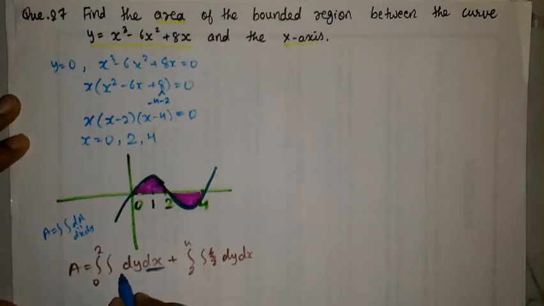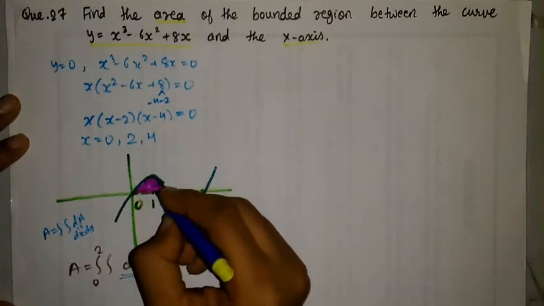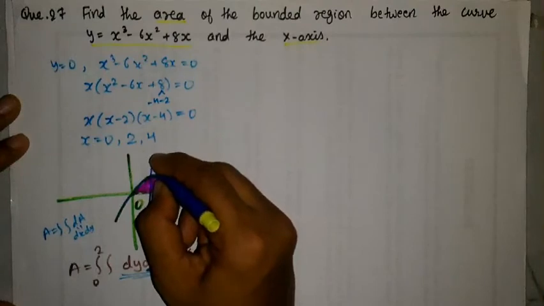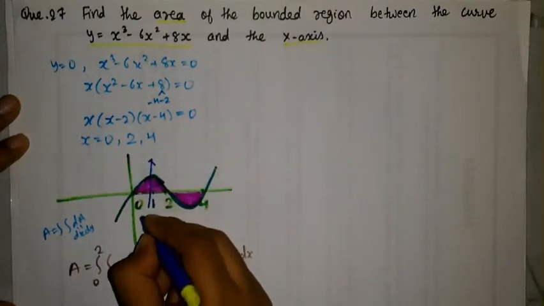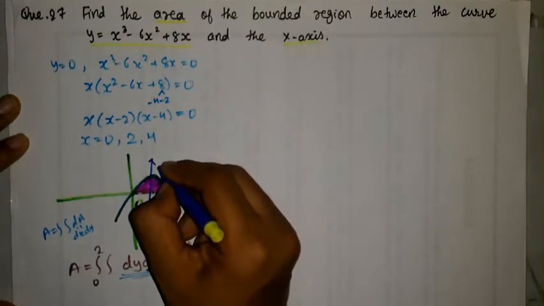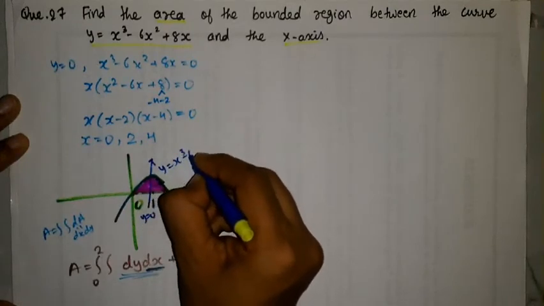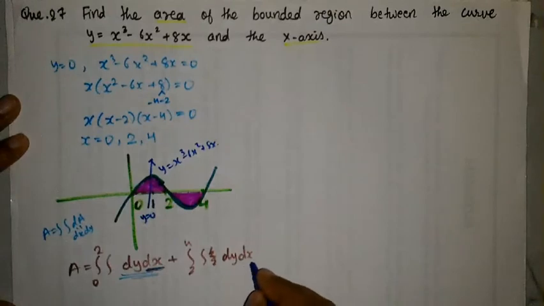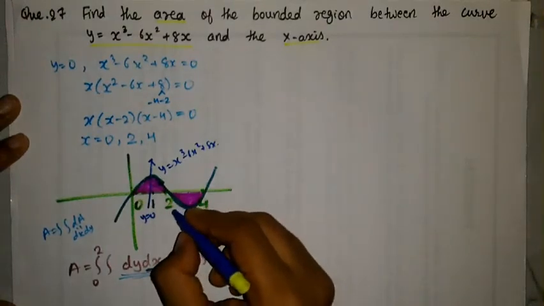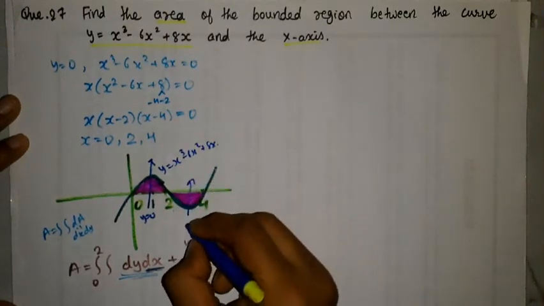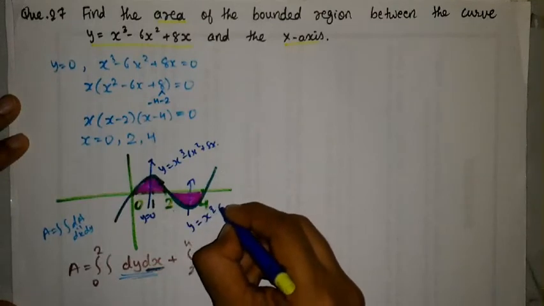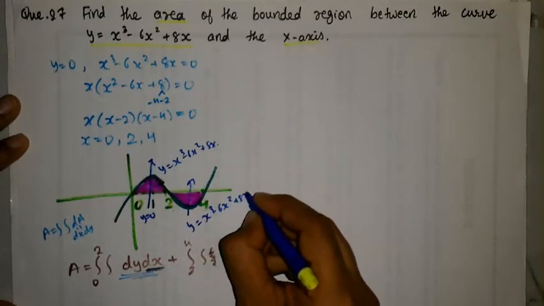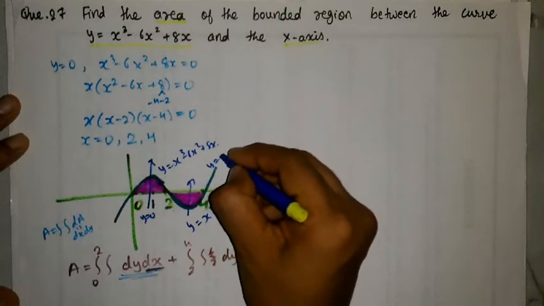For that, whenever it's dy dx, we draw the vertical line. So let's draw the vertical line. When we draw the vertical line, we can see it's entering from y is equal to 0 and it's leaving from y is equal to x cube minus 6x square plus 8x. And in this curve from 2 to 4, it's entering from y is equal to x cube minus 6x square plus 8x and it's leaving from y is equal to 0.